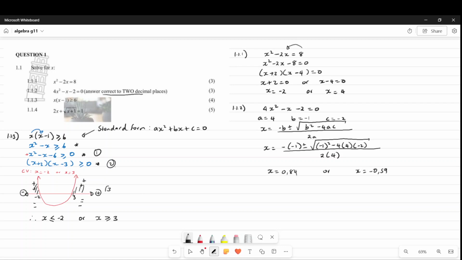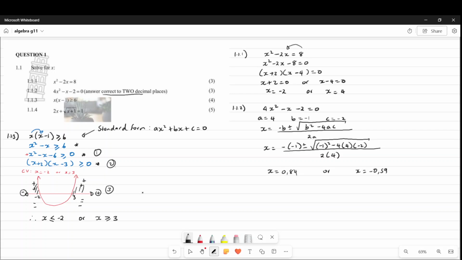And then you sketch this graph, and always make sure your a is positive. If you get an a that's negative, you make it positive by dividing throughout, right? I'll show you more examples based on that. And then you use your graph to write your answers, just like that. So that's how we answer inequalities, right? So now let's move on.